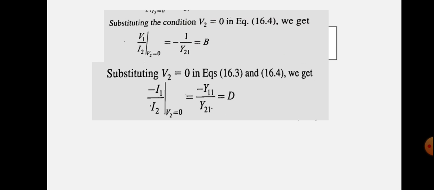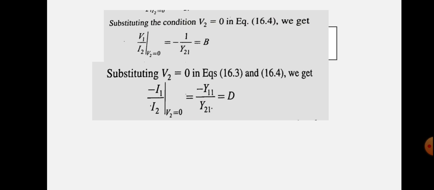So D will be equal to minus y11 by y21. So the method is simple. These all are simple substitutions, but you should bear in mind that you have to use the equations for two-port networks in terms of impedance parameter, admittance parameter, and in terms of ABCD parameter.